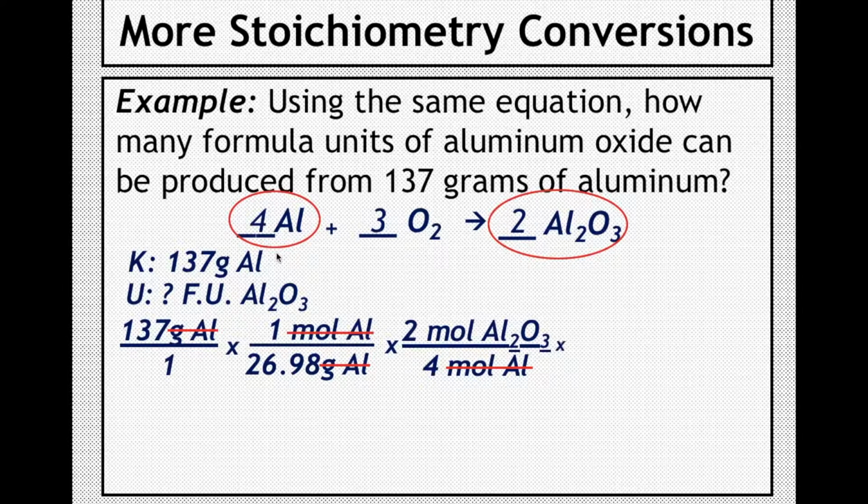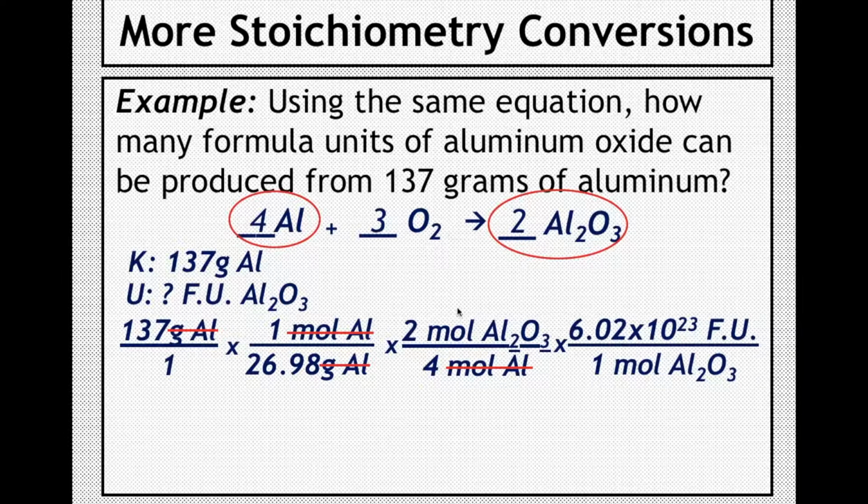Okay, then we need to convert from moles because obviously we don't want moles. We want formula units. So we need to convert from moles to formula units, and this is how. Okay, so for every 1 mole of aluminum oxide, we have this many formula units. For every 1 mole of anything, we have this many formula units of that. Okay, that means the moles cancel out, and this will be your answer once you put it in the calculator.